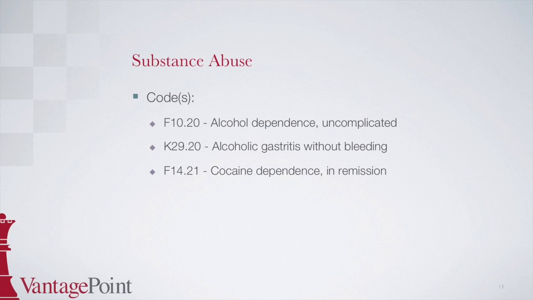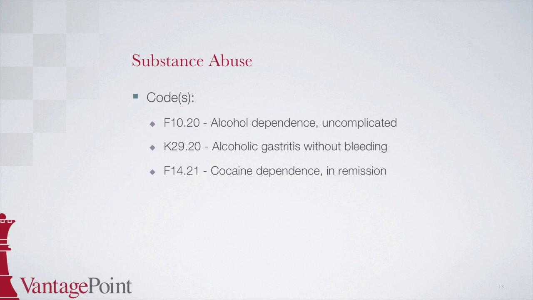Our first code is F10.20, Alcohol Dependence Uncomplicated. Since the reason for the visit was for follow-up for alcohol dependence, this code should go first. You would locate this code by going to the term dependence in the alphabetic index, then locate alcohol indented below, which points to code F10.20. After reviewing this code in the tabular, it is apparent that this code for uncomplicated is the most appropriate.